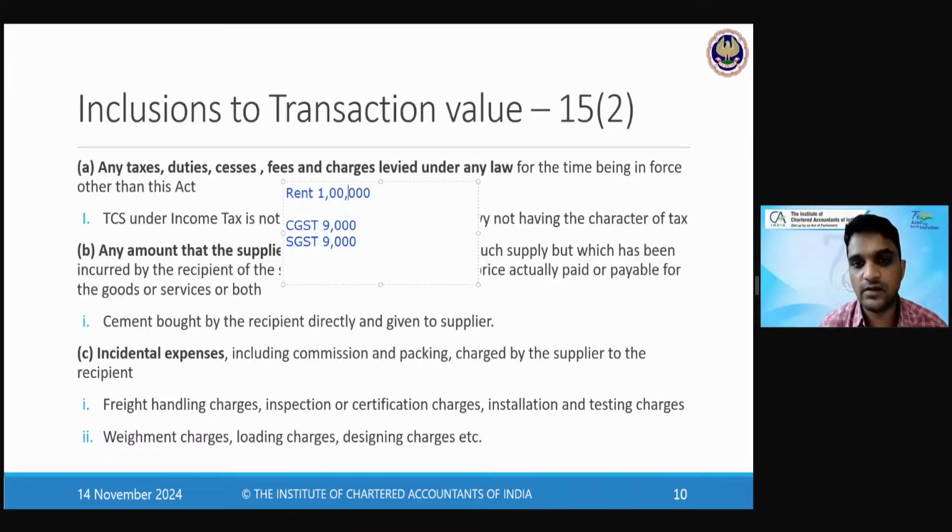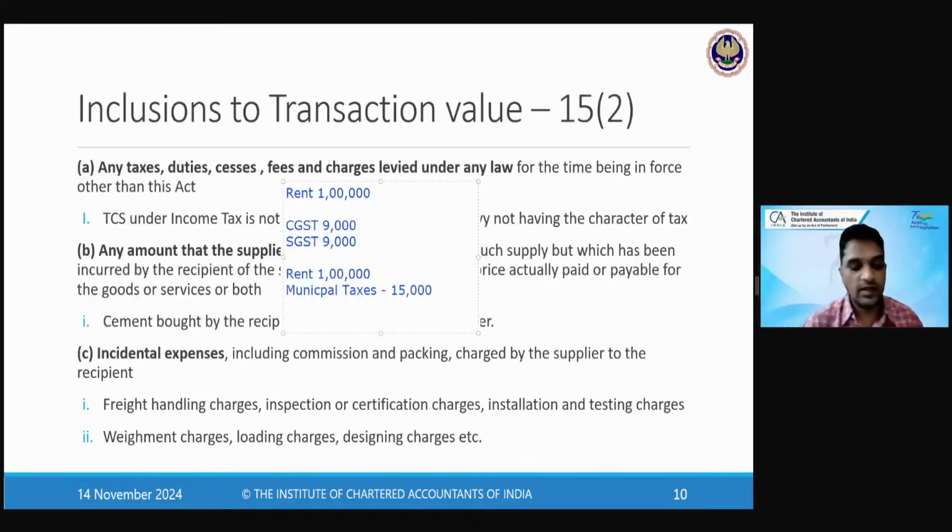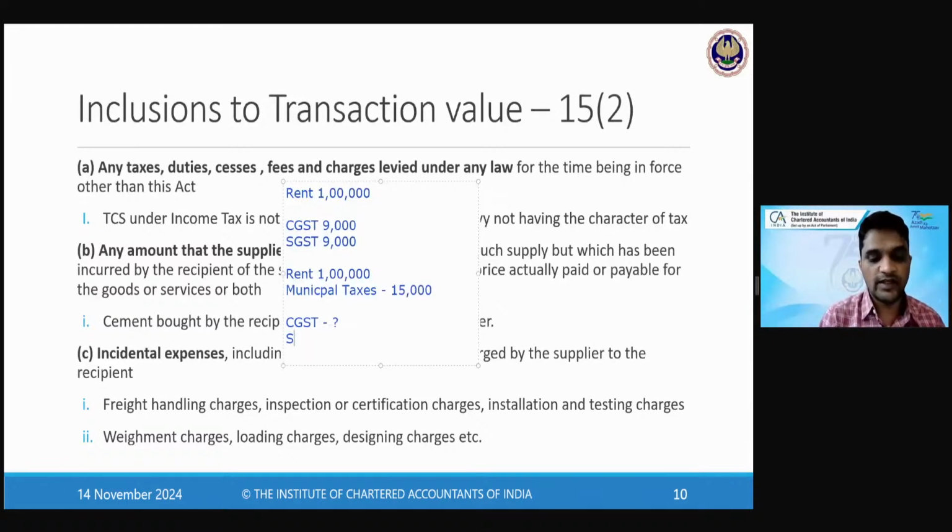Now this is month 1. In month 2, because municipal taxes I don't have to pay monthly, I have to pay at year end. So in that year end invoice, I have got the municipal taxes. I've told you, sir, municipal taxes you have to pay me. So municipal taxes of 15,000 rupees. So what should be my CGST and what will be my SGST?